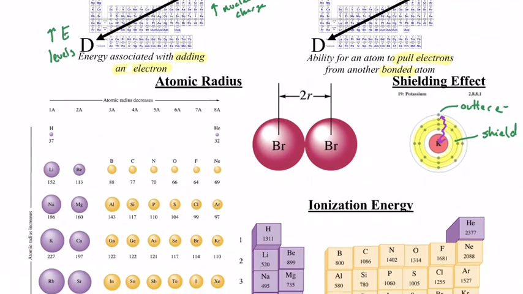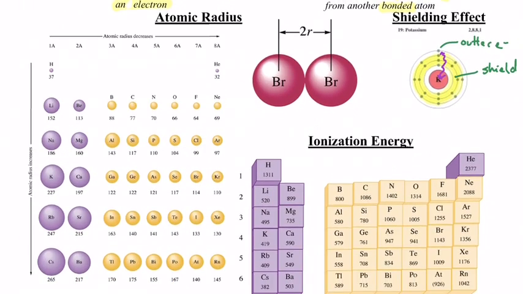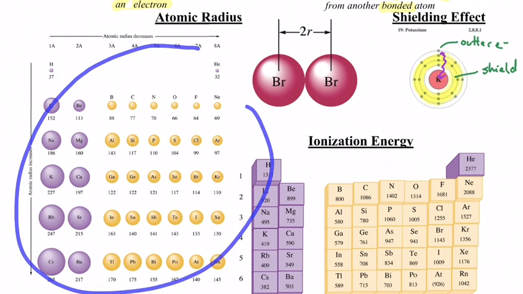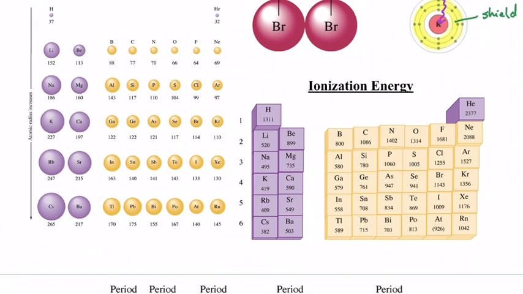You can see atomic radius. Here's just some visuals. A lot of you are very visual people, so I just wanted to show it. See how it's so big down here and it's so tiny up there. Ionization energy, the exact opposite. It gets larger going to the upper right. Again, just some good visual stuff.